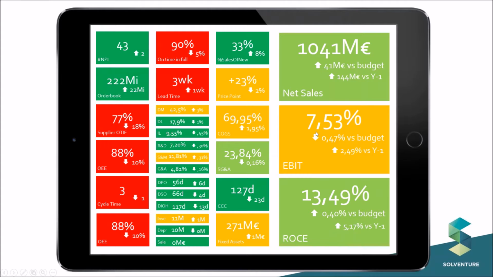Target was 8%, we're only at 7.53. It sounds negative, but again here we see that we are 2.49 higher than last year. So last year was only around 5%, so we increased with 2.5%, so it still remains a good story. Despite the fact that the EBIT is a bit lower, we see that the return on capital employed is green. We are 0.4% higher than budget. We are even 5% higher than last year.